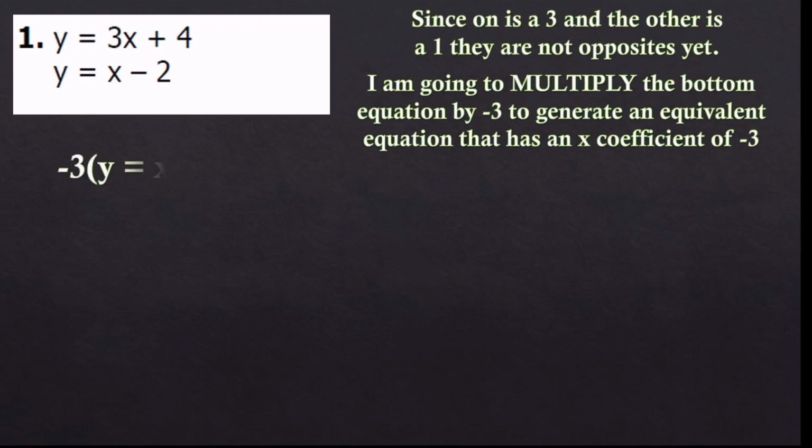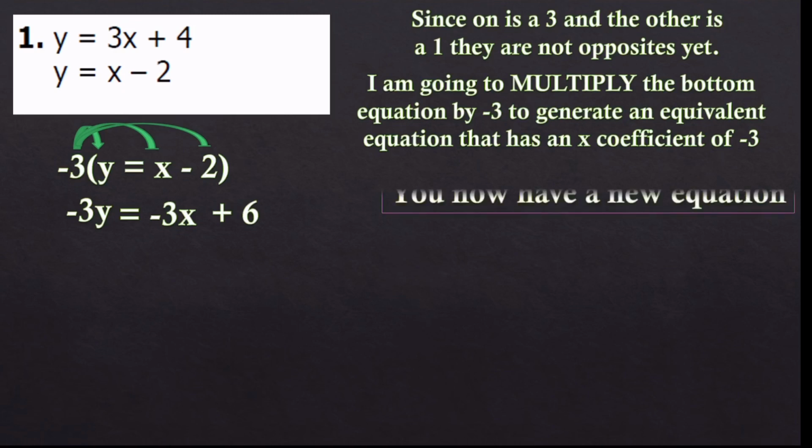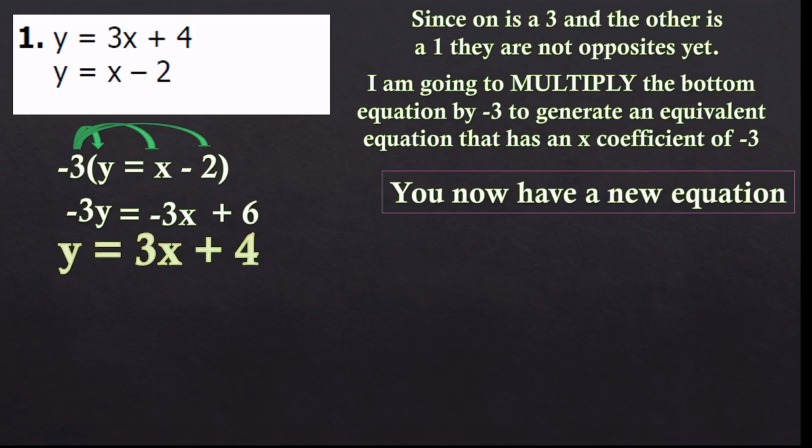So let's go see what that looks like. So I'm going to take the bottom equation. If I multiply one thing, I must multiply everything. So I distribute that negative 3, I get negative 3y. I also distribute it to the x, I get negative 3x. Remember, that was my goal. And then I give it to the negative 2 and get positive 6. So now this is an equivalent equation. I can take my original and my new equation I just created.